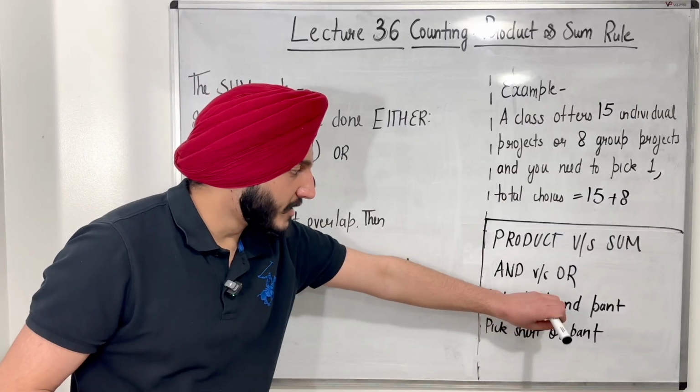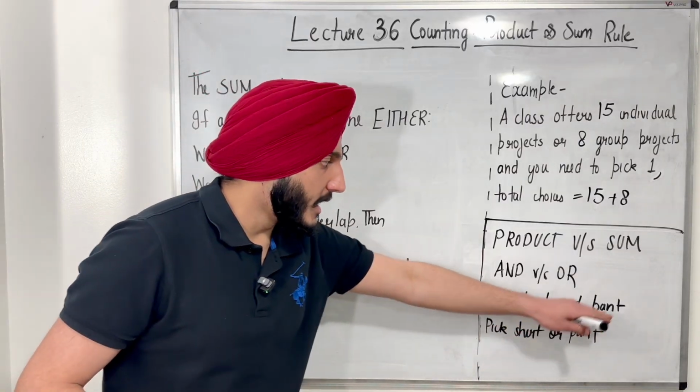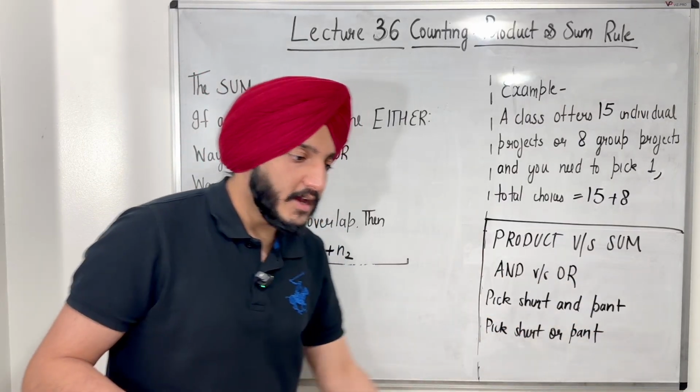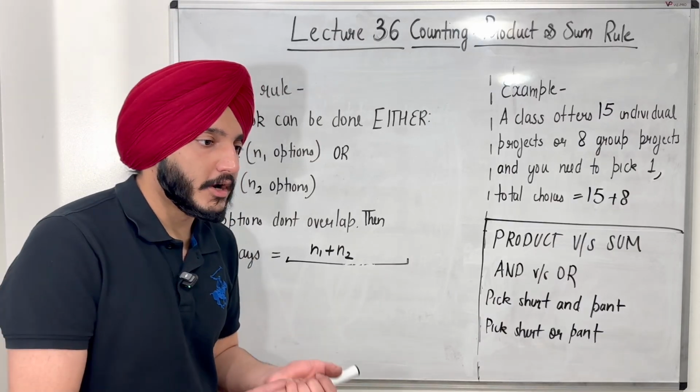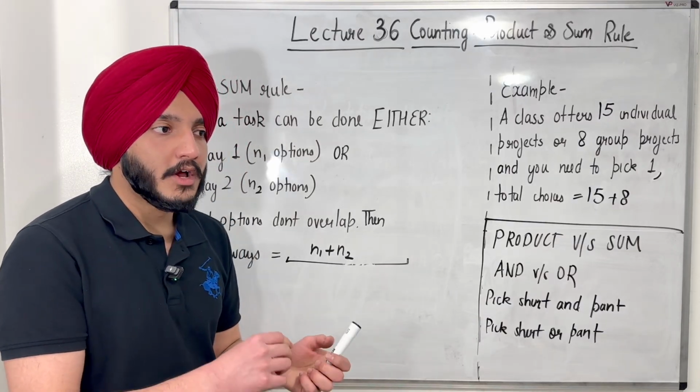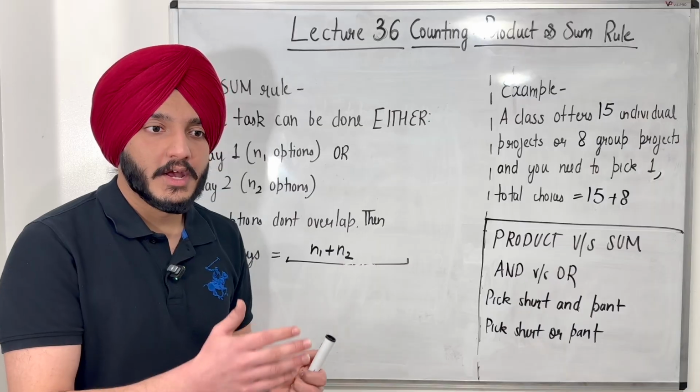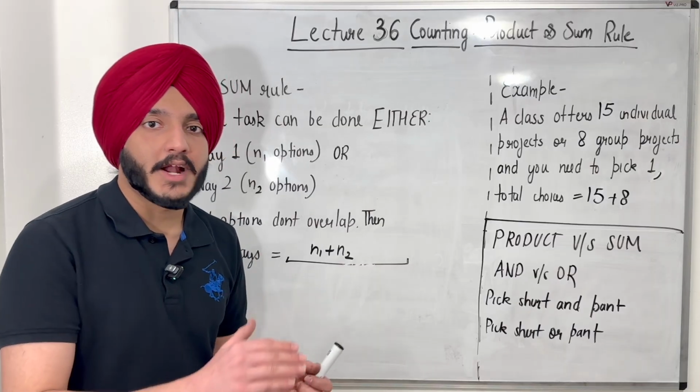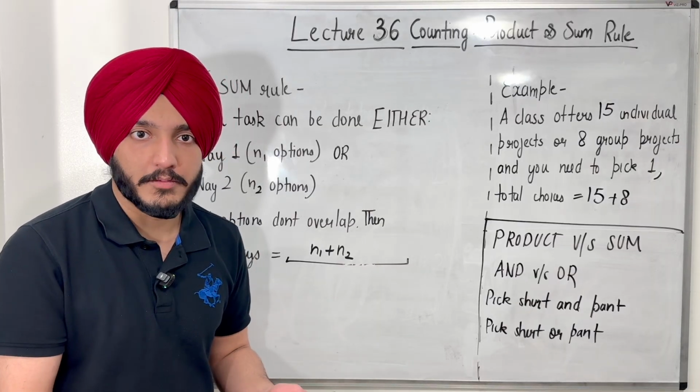One of the examples is, let's say I say pick a shirt and a pant. In this case, you're supposed to pick a shirt and a pant. So let's say you have 4 shirts and 3 pants. That means you would have 4 multiplied by 3 number of ways to pick options.